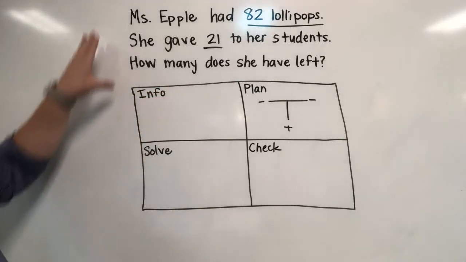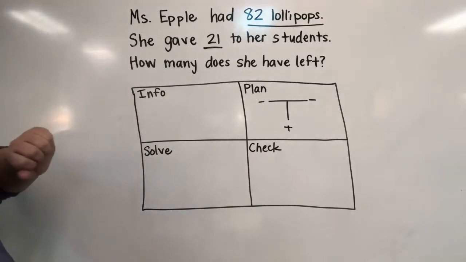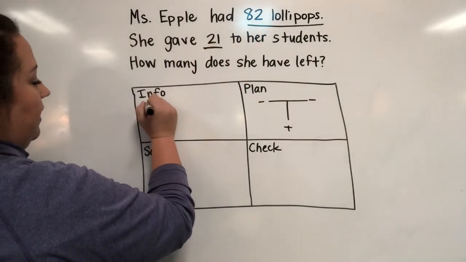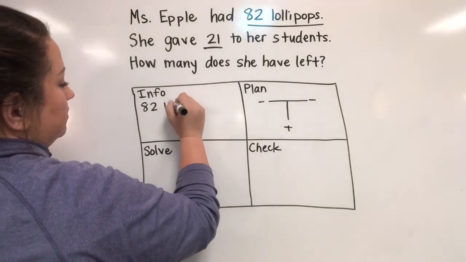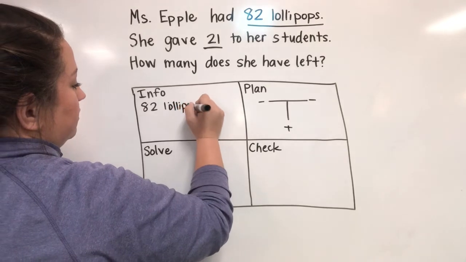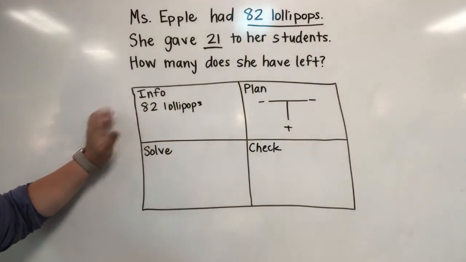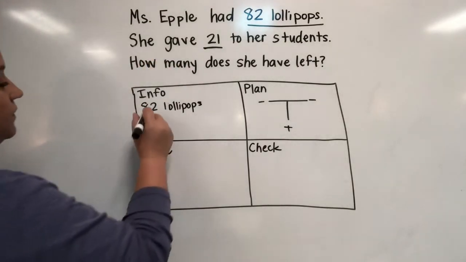Okay, so now that we've read the problem, we're going to read it again, but this time in your box, you're going to write down the important information, and in my box, I'm also going to write down the important information. So it said Miss Epple had 82 lollipops. So there's something that's important. 82 lollipops. Okay, so I'm going to write down that because that's how many I started with. But then she gave 21 to her students.